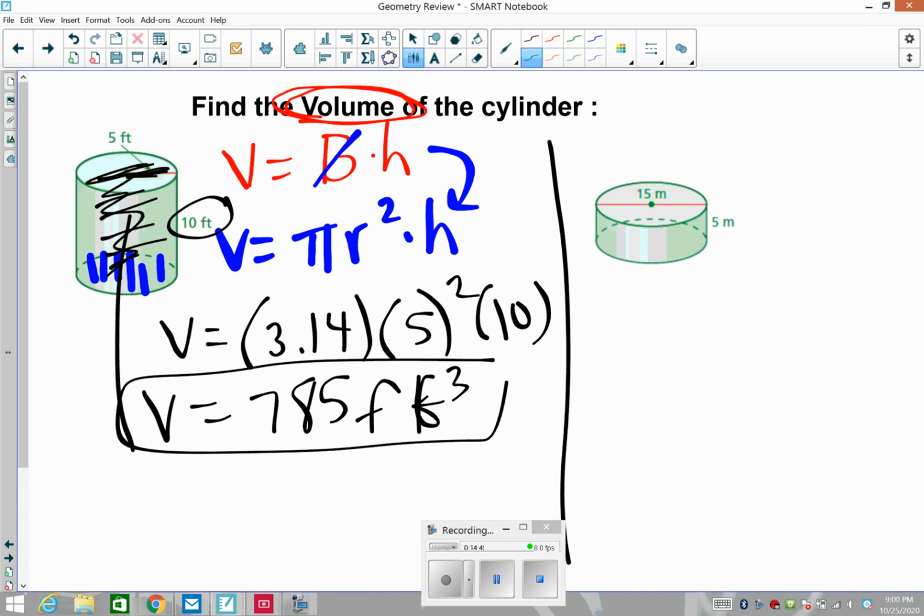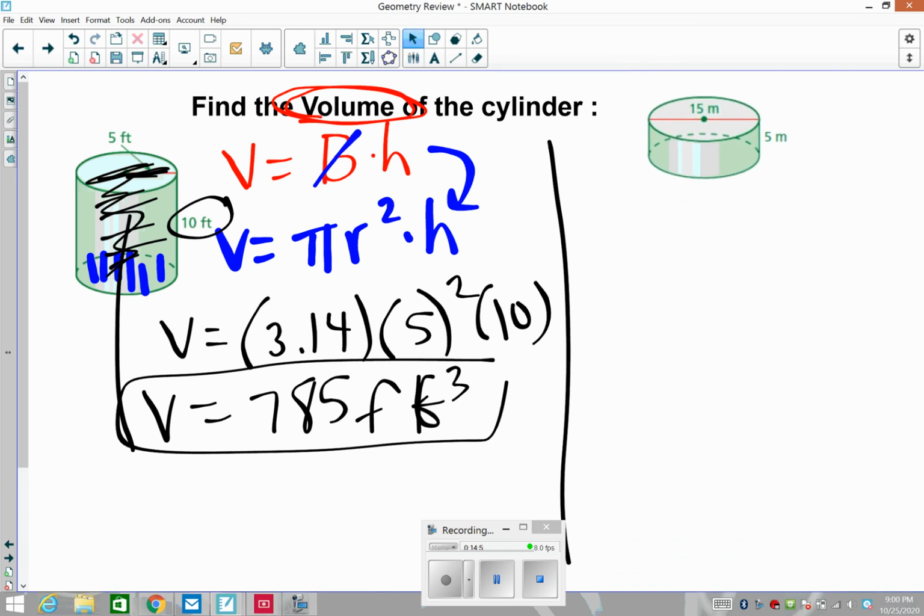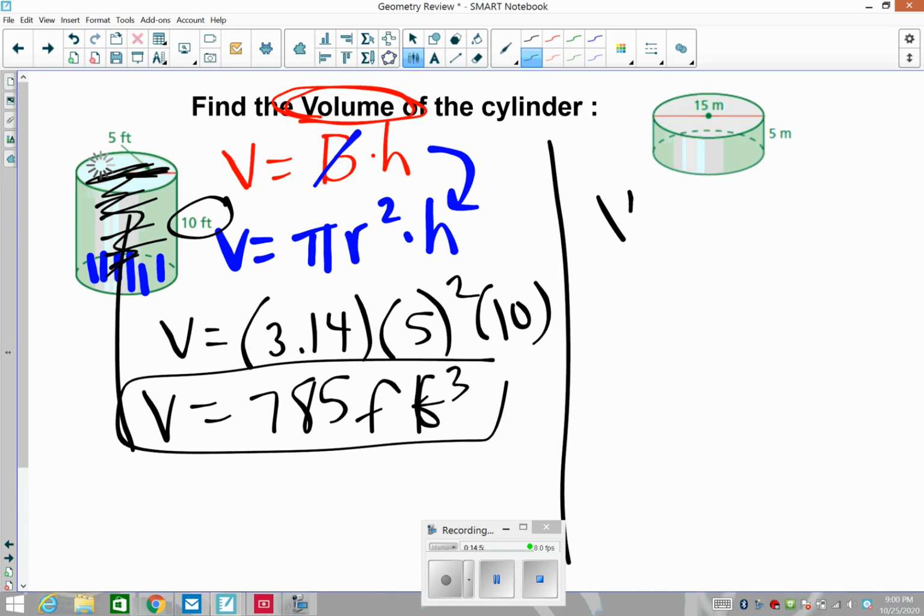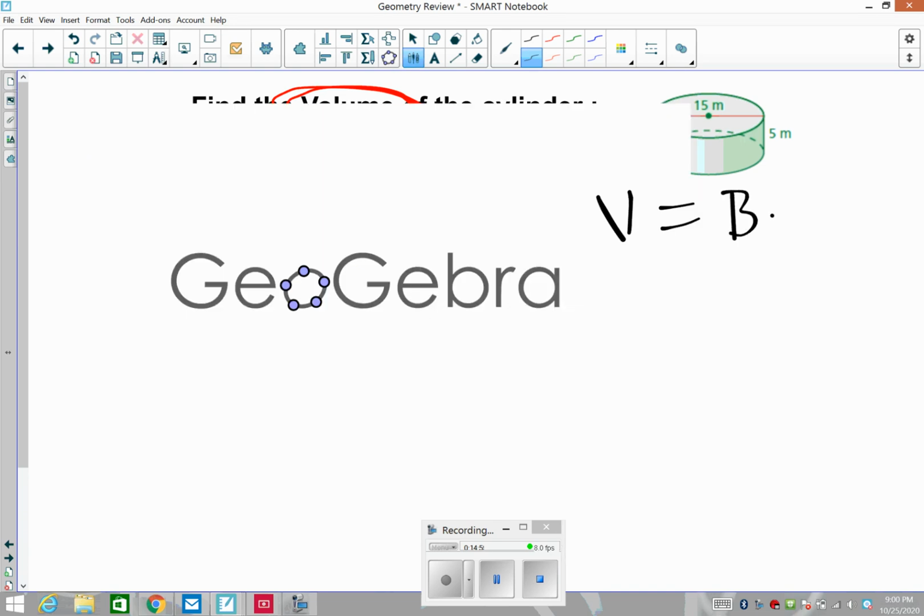Next question, same kind of idea. When I take the volume of anything, volume is equal to the area of the base. That doesn't mean length of base, it means area of base.